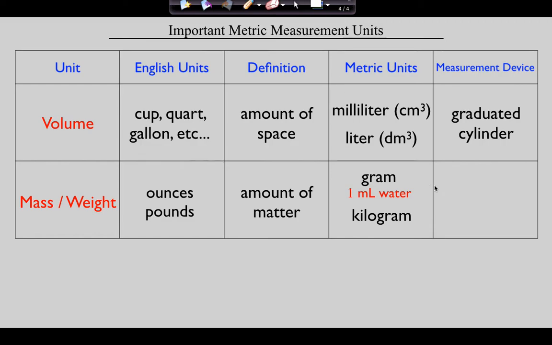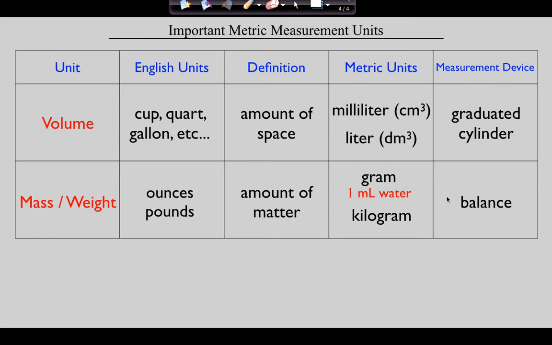So guys, how do we measure mass or weight? We use a balance or a scale, but in chemistry we call them balances. So guys, are you good on mass and volume? Is that all sitting okay? Okay, so then let's run where Ben was taking us.